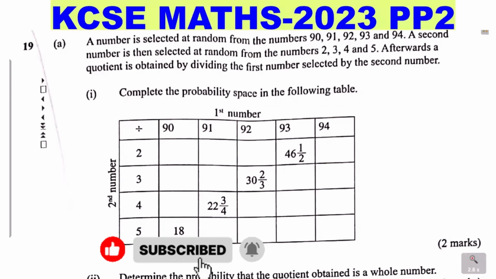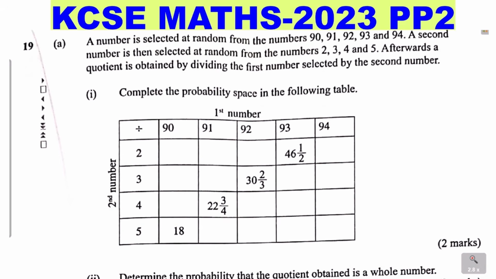Question 19, part A. A number is selected at random from the numbers 90, 91, 92, 93, and 94. A second number is then selected at random from the numbers 2, 3, 4, and 5. Afterwards, a quotient is obtained by dividing the first number selected by the second number. Part 1. Complete the probability space in the following table. So from the statement here, the quotient is obtained by dividing the first number by the second number.